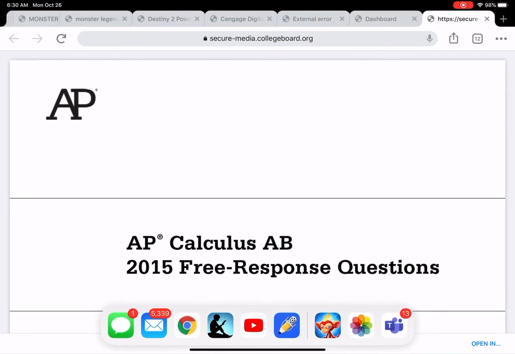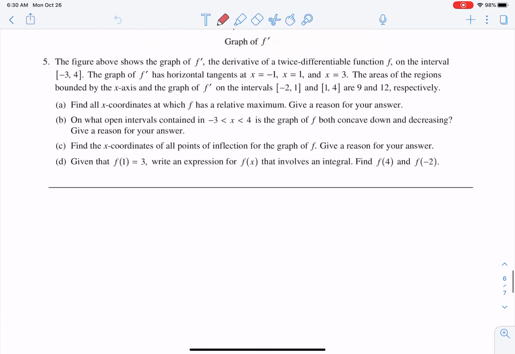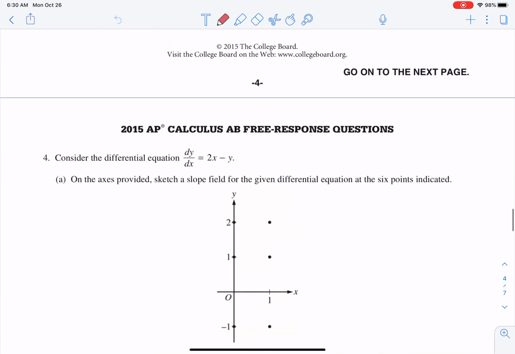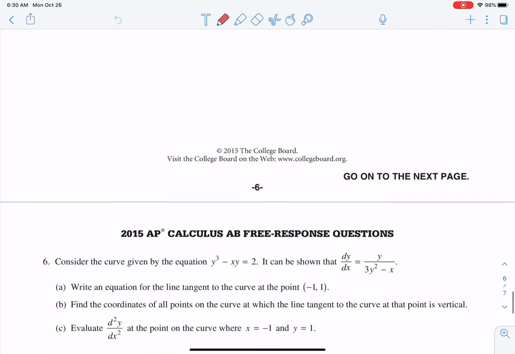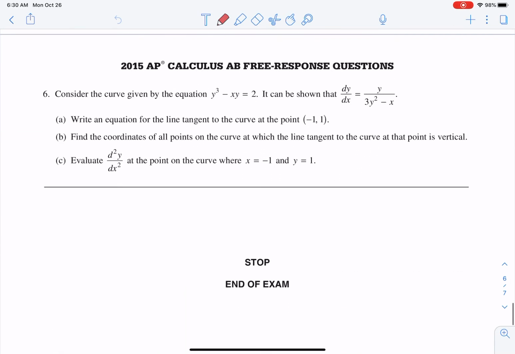All right, I already have this in Notability, so you can see that these were the 6 released questions on the AB Calculus exam. And again, 3 of these questions would have been exactly the same on the BC exam. Question number 6, however, is not, because question number 6 on the BC exam is ordinarily your series question. Okay, so let's take a look at this thing.